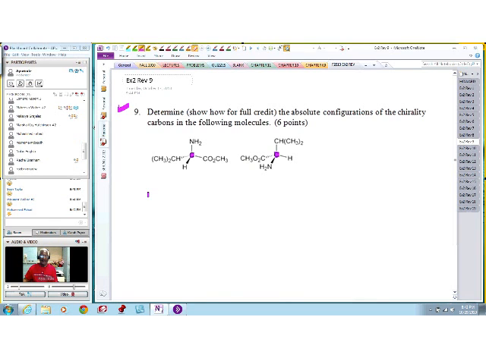Okay, to do this, this is what I always want to do. Write out this molecule here in what I call a Fischer projection formula. Write this out in a Fischer projection so that for this chirality carbon here, the groups that are attached to it will be seen in that Fischer projection formula.